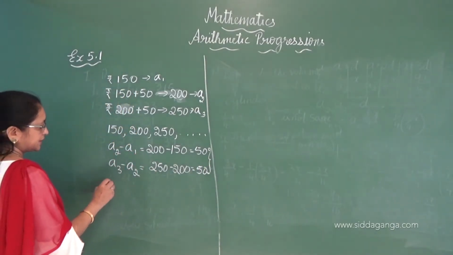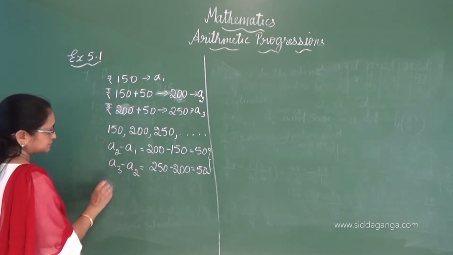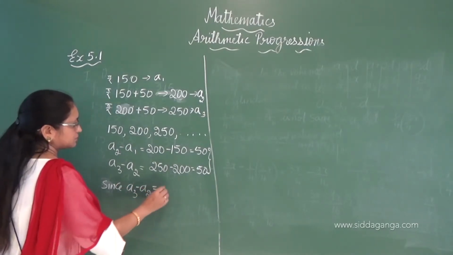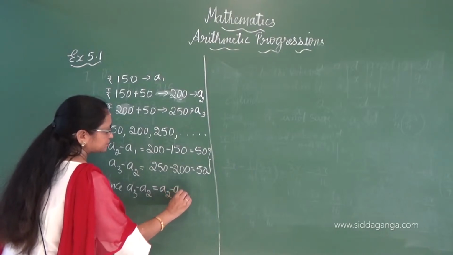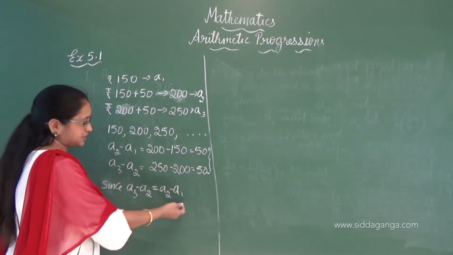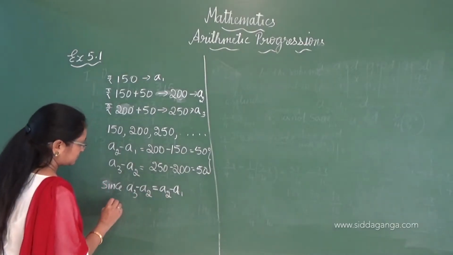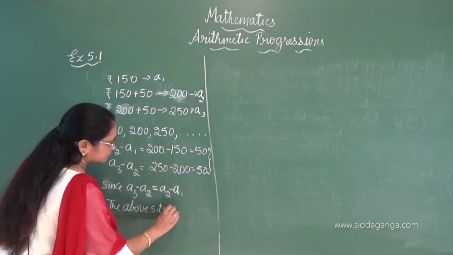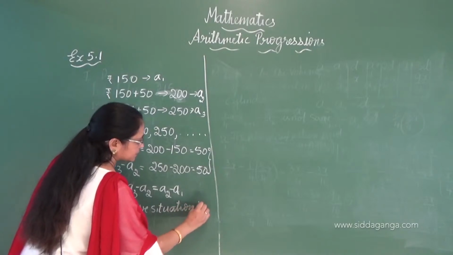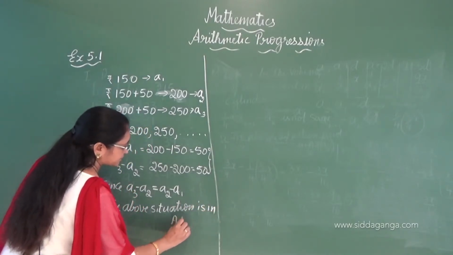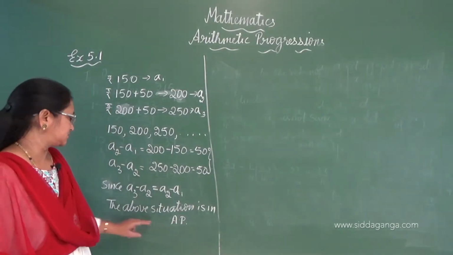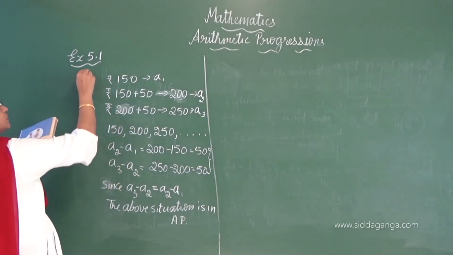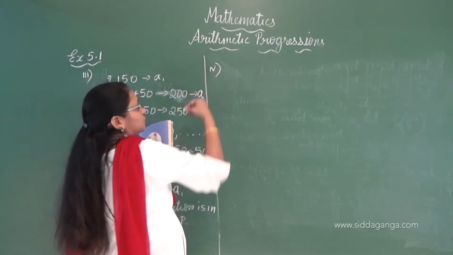The above situation is in AP, because A3 minus A2 is equal to A2 minus A1, or you can write either way, A2 minus A1 is equal to A3 minus A2. The above situation is in AP. Yes. You have to come to the conclusion. This is a very important statement you have to write. Now, this is the third one actually. Okay, now fourth one. Let us move on to the fourth one now.